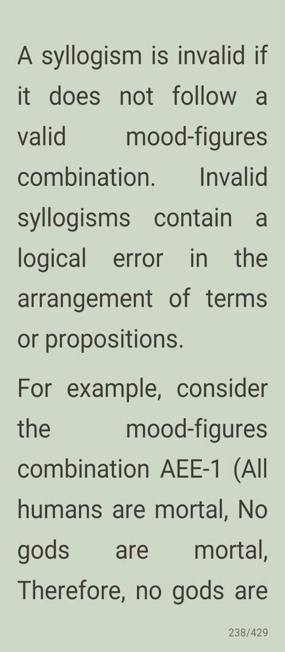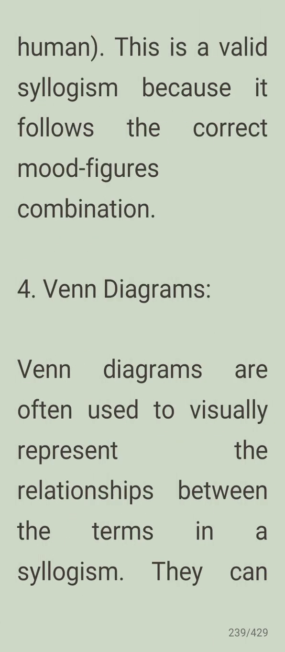A syllogism is invalid if it does not follow a valid mood figure combination. Invalid syllogisms contain a logical error in the arrangement of terms or propositions. For example, consider the mood figure combination AE1: all humans are mortal, no goats are mortal, therefore no goats are human. This is a valid syllogism because it follows the correct mood figure combination.